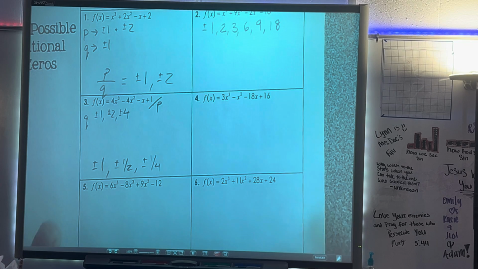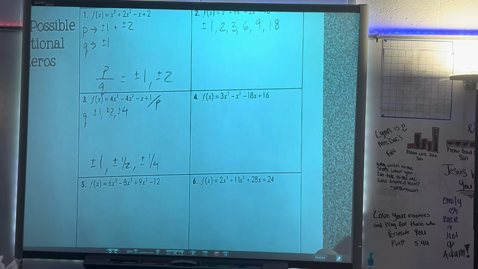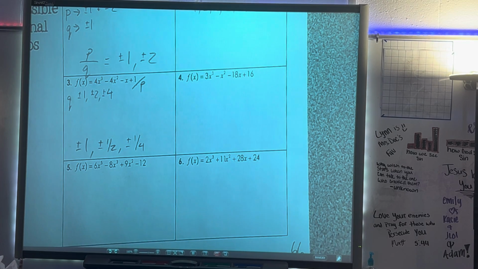Obviously, we wouldn't want to start with the fractions if we don't have to. We'd try to start with the whole numbers first for synthetic division. Because that's what we're looking at, is finding what we could possibly synthetically divide by to get a factor out of there. Is that logical to y'all while we're doing it?